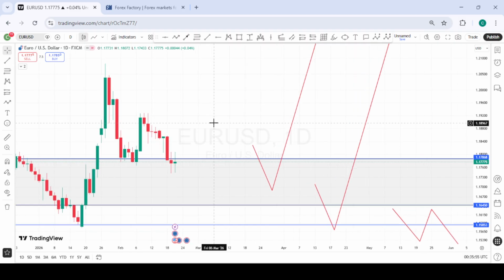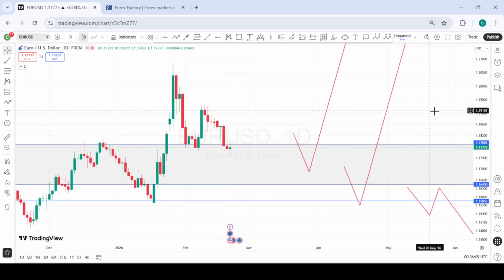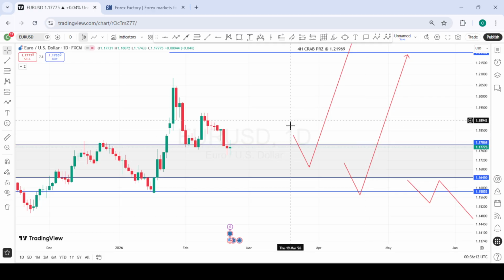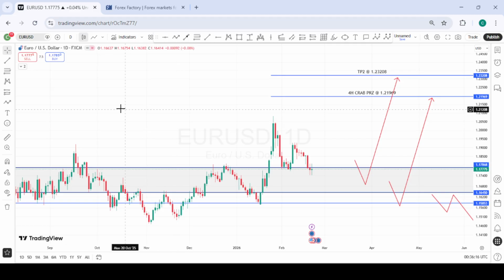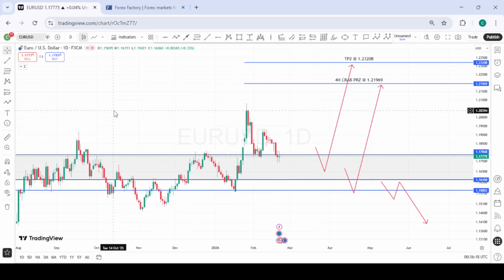Sometimes when you get these two rejection candles, most of the time the next candle that follows would likely be a momentum candle from the area of interest. So we're going to be very patient to see how price develops within the area of interest to give us an opportunity to take our buys to the top. So we are extremely bullish on EURUSD for the coming week.